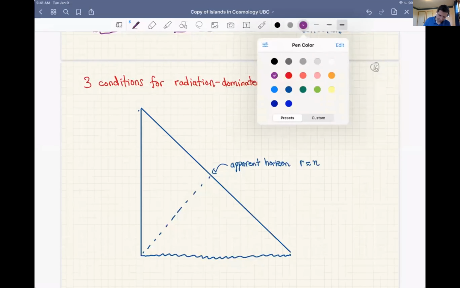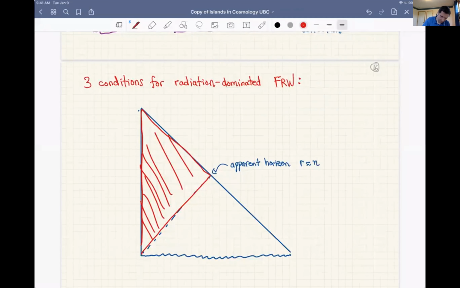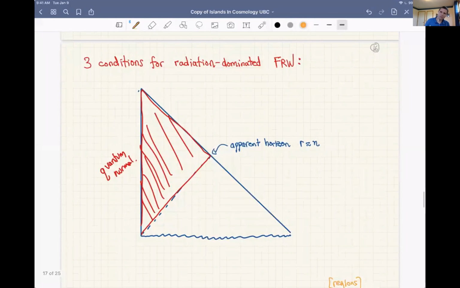And here's what you find. The normal region, the quantum normal region, which actually is about the same as the classical normal region in this case, in a radiation-dominated FRW is the region inside the apparent horizon. It looks like this. The Bekenstein violating region is any regions that are very large compared to the time. And if you draw that on the Penrose diagram, it ends up looking something like this.